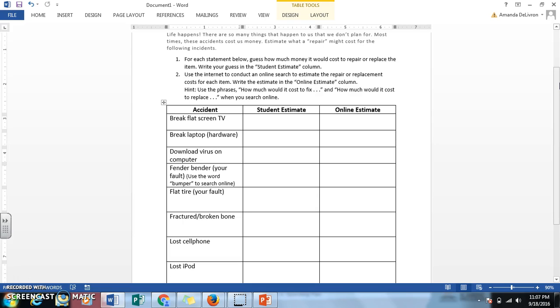And then your second step, after you've filled out the student estimate column, is to use the internet to conduct an online search to estimate the repair or replacement cost for each item. So then you'd write the estimate in the online estimate column once you look online. And a hint for you is to use the phrases, how much would it cost to fix, and then type in whatever it is that you're looking for, or how much would it cost to replace one of these items. That's how you can quickly find what the internet is giving as an estimate.